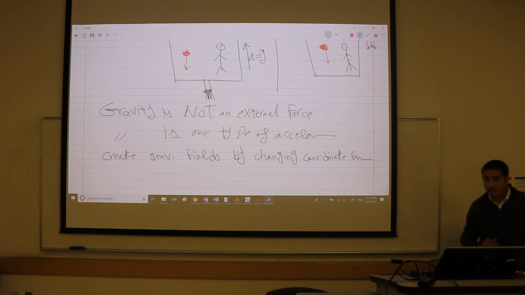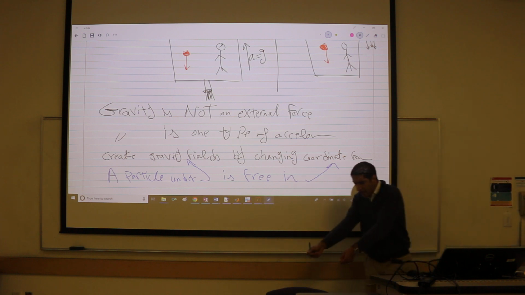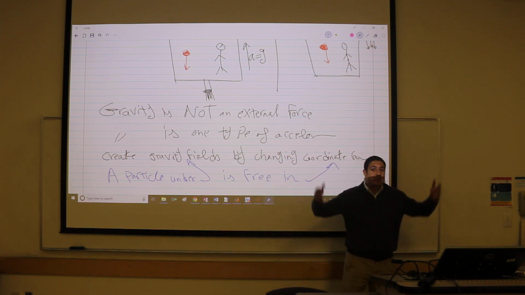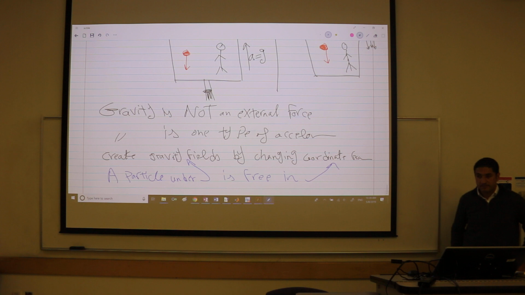Any questions so far? According to this logic, we can say that a particle under a gravitational field can be seen as free in some coordinate frame, right? I'm forced by gravity, well, I can see it as a free particle in another coordinate frame where there is no gravity. The frame itself is accelerating, that's fine. Okay?